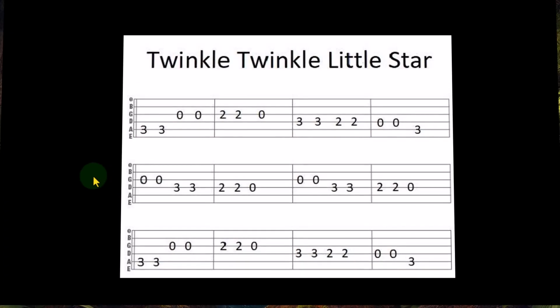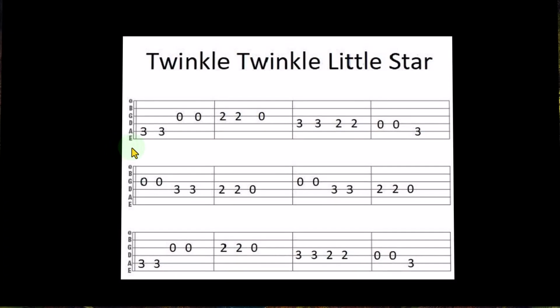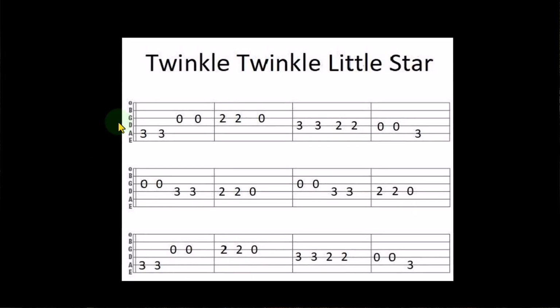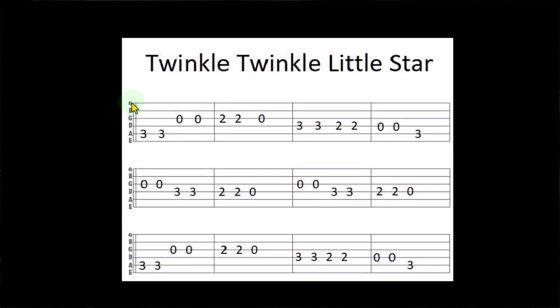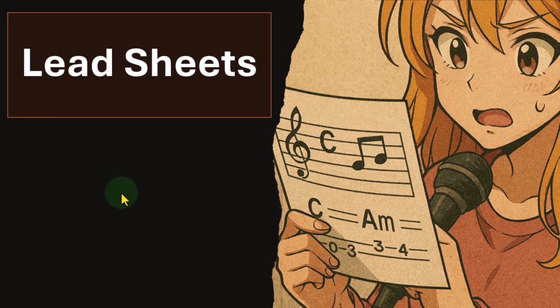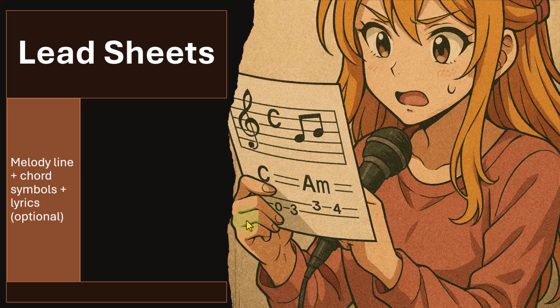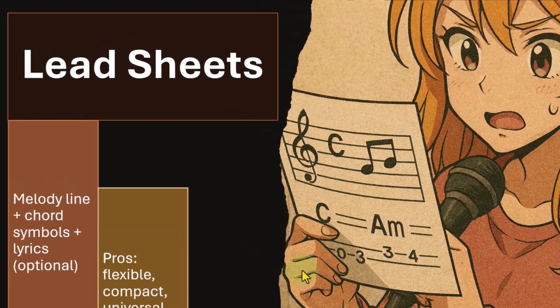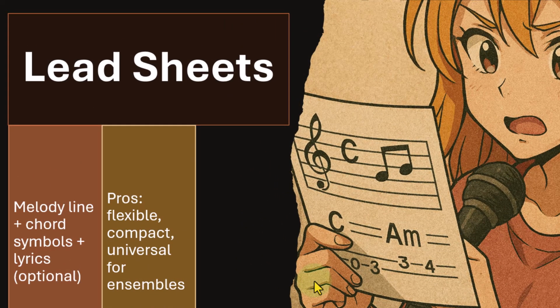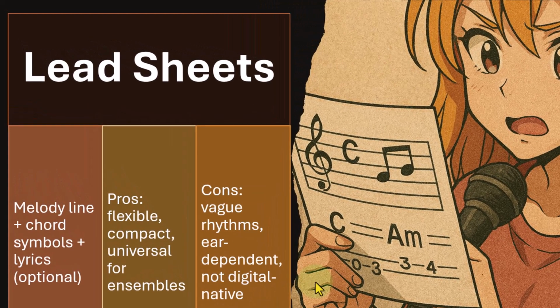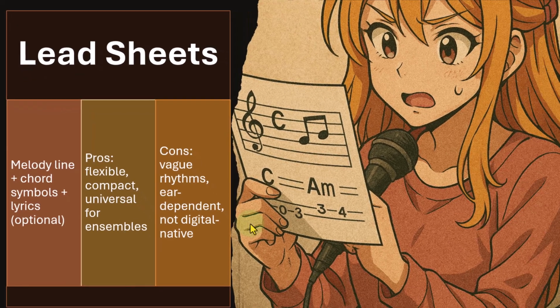So here's something like the tablature. You've got like the heavy E string on the bottom, so it's still kind of rising up in pitch, even though a guitar goes down in pitch. It goes from the low E down. So lead sheets, melody line plus chord symbols. Lyrics are optional. So this is an attempt to get everything in one place. The pros, flexible, compact, universal for ensembles. The cons, vague rhythms, ear dependent, not digital native.